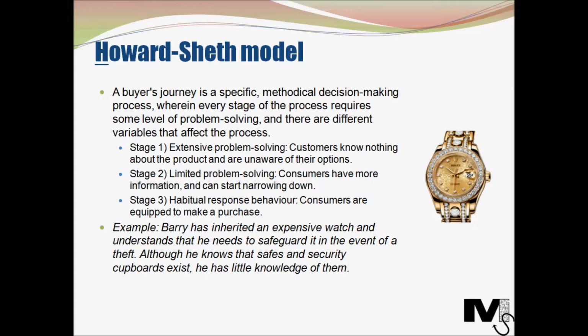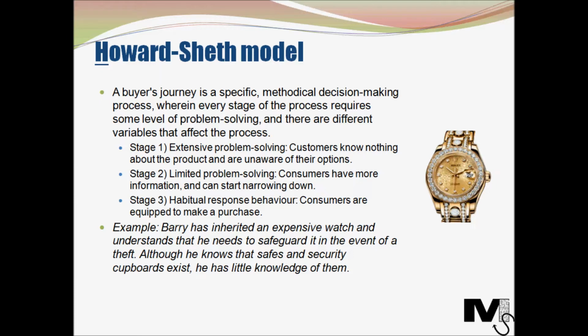The next stage is called habitual response behavior. In this stage, consumers have a good knowledge of the products and all of the available options, and also of the USPs of the options and the sellers. They are now equipped to make a purchase that suits their requirements best. They make a purchase, and where applicable, they tend to go to the same supplier for repeated purchases.